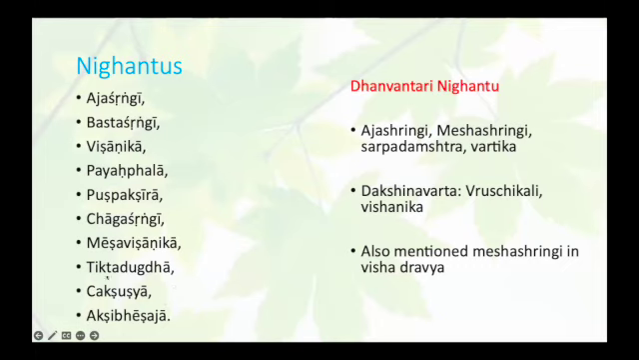And these are indicated as Shringi or Meshashringi, they are indicated as Chakshushya or Akshi Bhaishajya, which is good for the eyes. And in Dhanvantari Nighantu, we can see two varieties of it. Ajastringi, he has mentioned it as two types. First one is the Ajastringi with synonyms of Meshashringi, Sarpadamshtra and Vartika. Sarpadamshtra because it is also useful for snake poison, and Vartika because it twines, it is called Vartika.